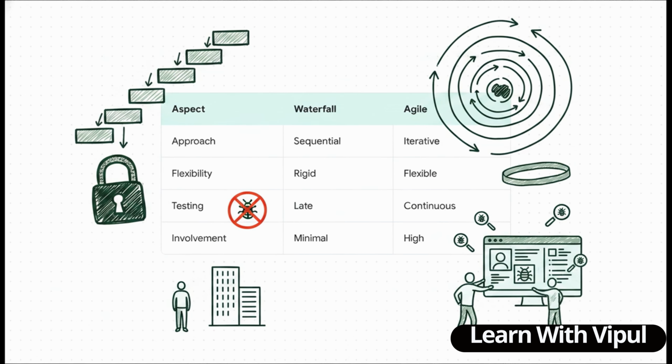Let's lock this understanding in with a quick definitive summary. The approach for Waterfall is sequential. For Agile, it's iterative. Flexibility in Waterfall, very rigid. Agile, highly flexible. In Waterfall, testing only happens at the very end, after implementation is totally done, whereas Agile demands continuous testing throughout every single sprint. Finally, client involvement in Waterfall is pretty minimal after the initial planning phase, but in Agile, the client is highly involved, reviewing the work constantly throughout the entire development process.